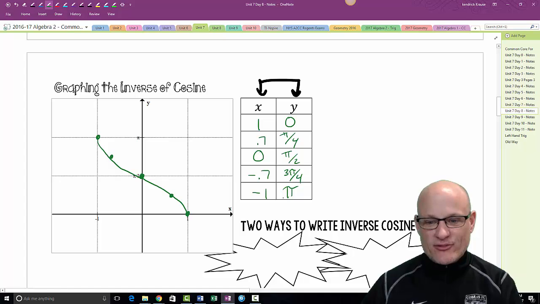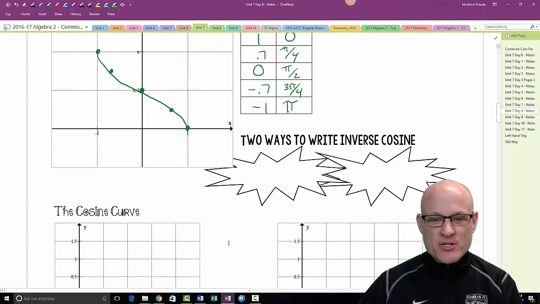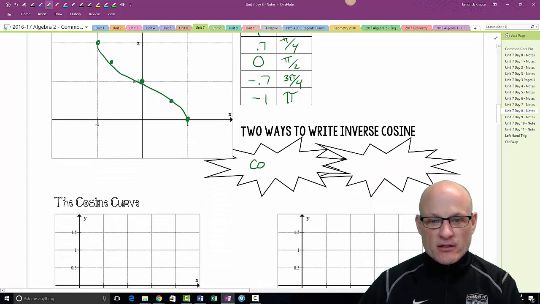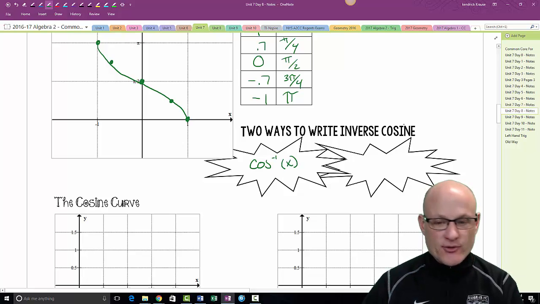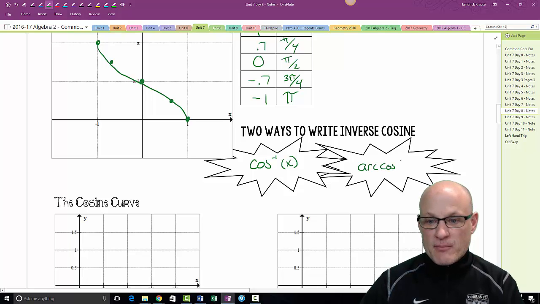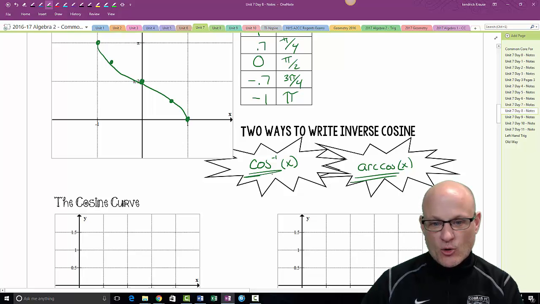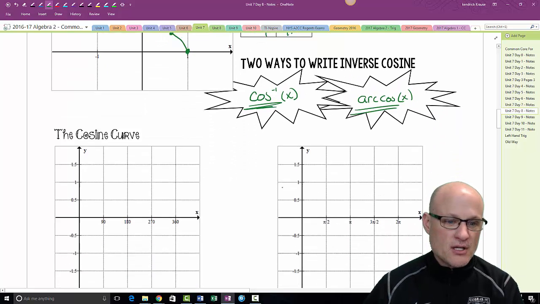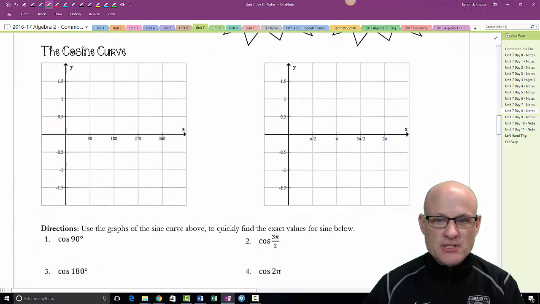Once again, there's two ways to write inverse cosine. We can write cosine negative 1 of x, as we've done in the past, or we can write arc cosine. They mean the same thing, and sometimes they like to surprise you by putting arc cosine in there or cosine negative 1.